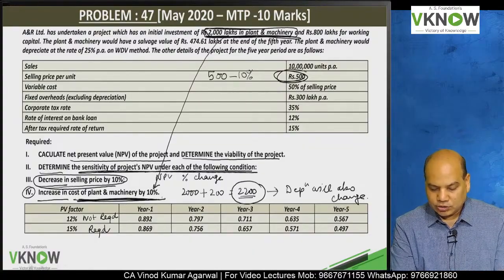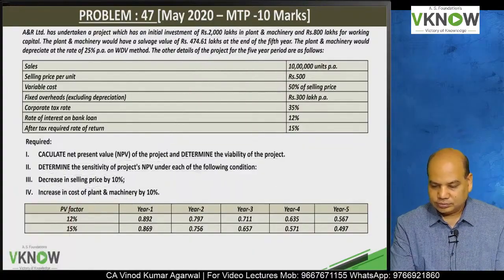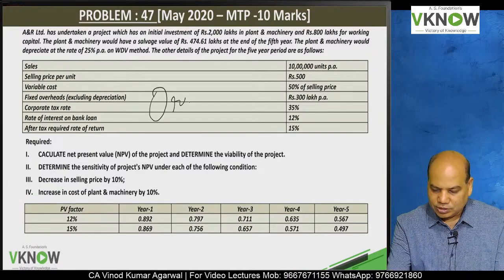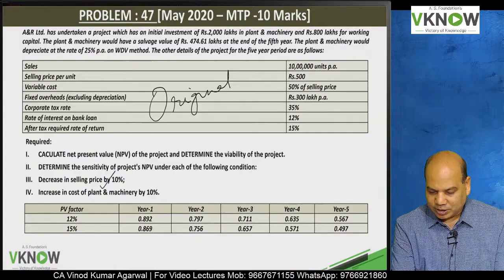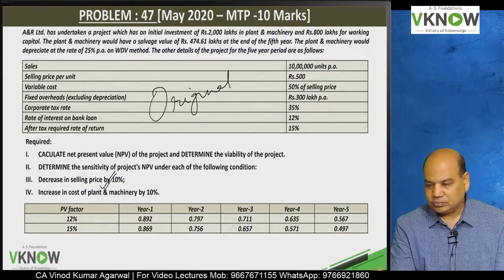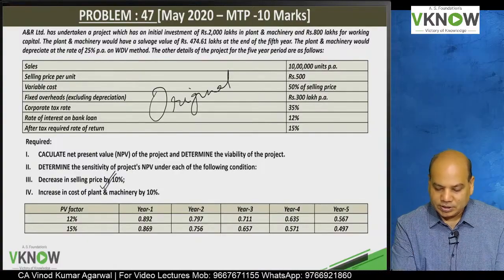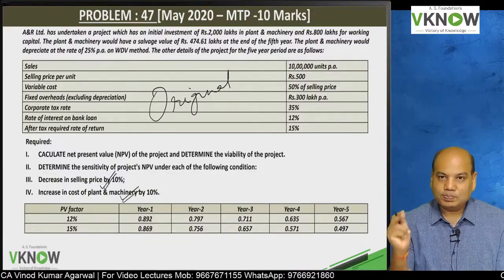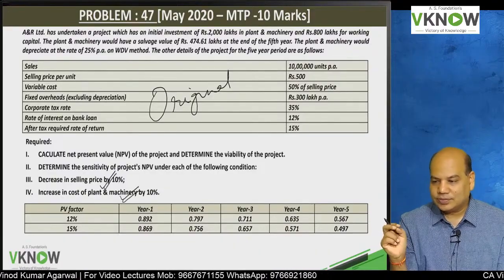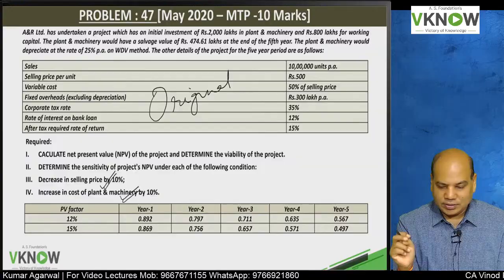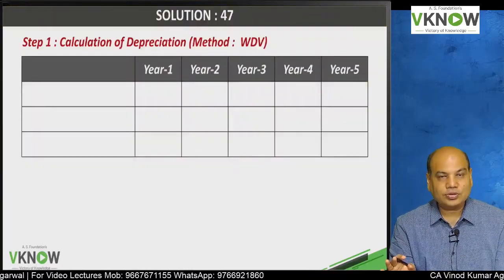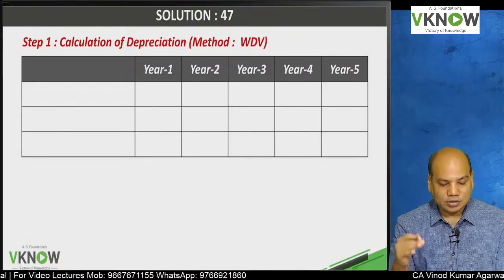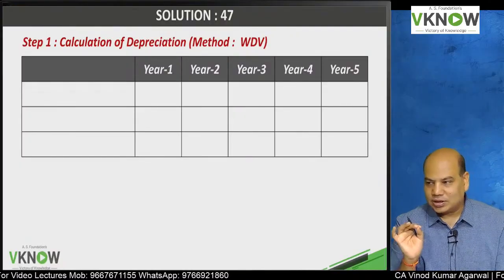So we have to solve this question 3 times. First, the original question. Second, selling price reduces by 10%. Third, plant and machinery cost increases by 10%. And there is taxation also, depreciation also. So therefore, the question is lengthy. Please practice in the notebook.